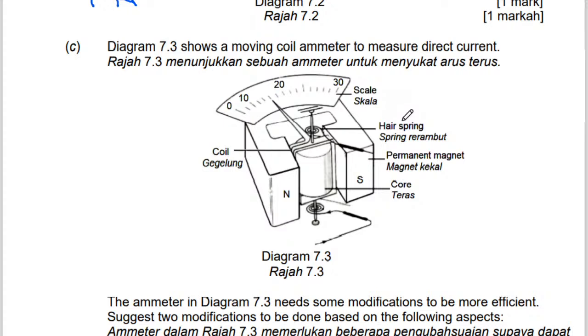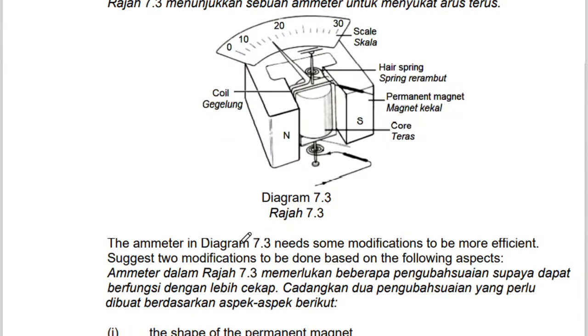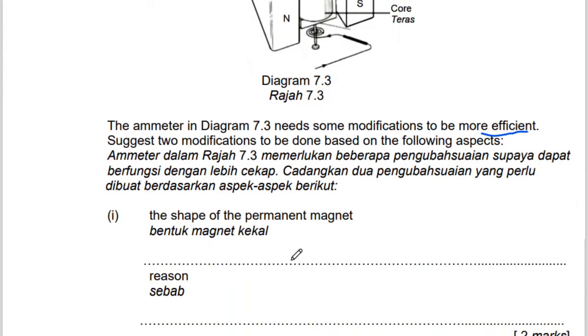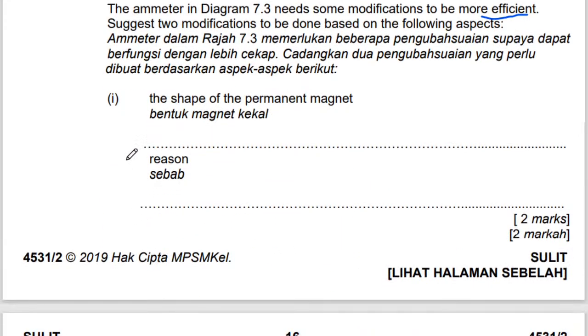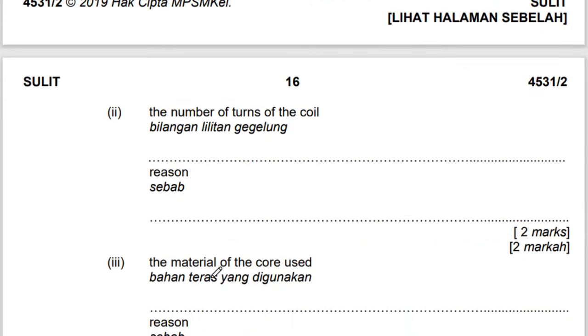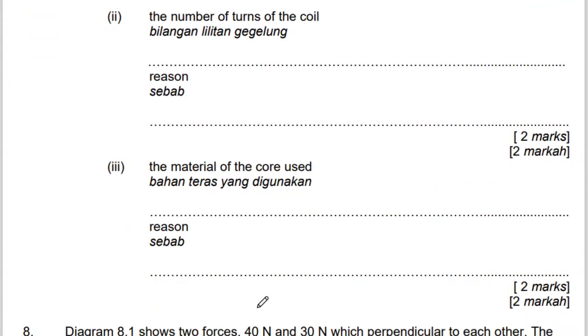Okay, proceed. Next question. Diagram 7.3 shows a moving coil ammeter to measure direct current. The ammeter in diagram 7.3 needs some modification to be more efficient. Suggest 2 modifications to be done based on the following aspects: shape of the permanent magnet and the reason, number of turns of coil and reason, and the material of the core used and reason.